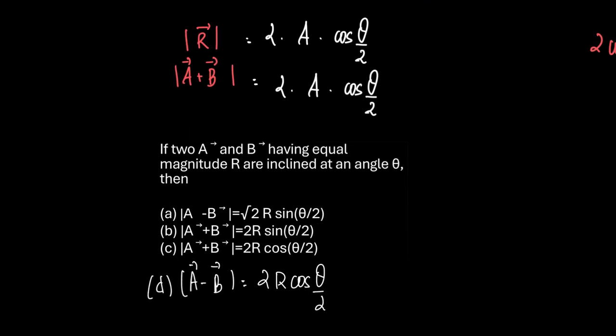Now, it is given in the question that the vectors have an equal magnitude R, so A can therefore be replaced by R, which gives us the correct option as option C. The magnitude of vector A plus vector B is equal to 2R cos theta by 2. Now you might be wondering, why do we have these other options? Vector A minus vector B is equal to root 2 times R sine theta by 2, and another one which says vector A minus vector B is equal to 2R cos theta by 2.